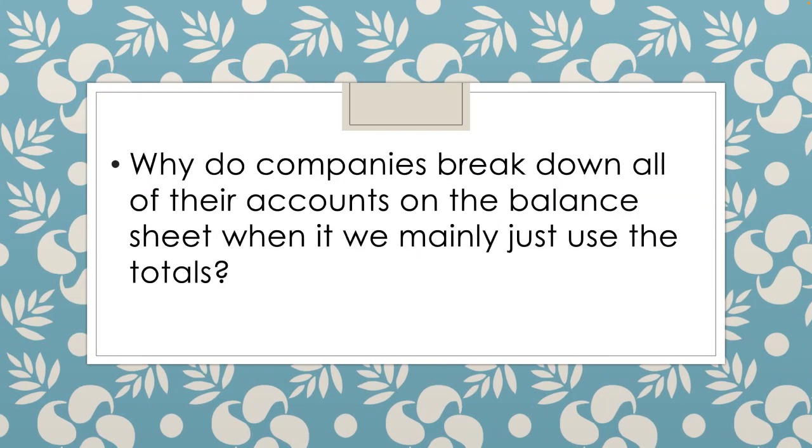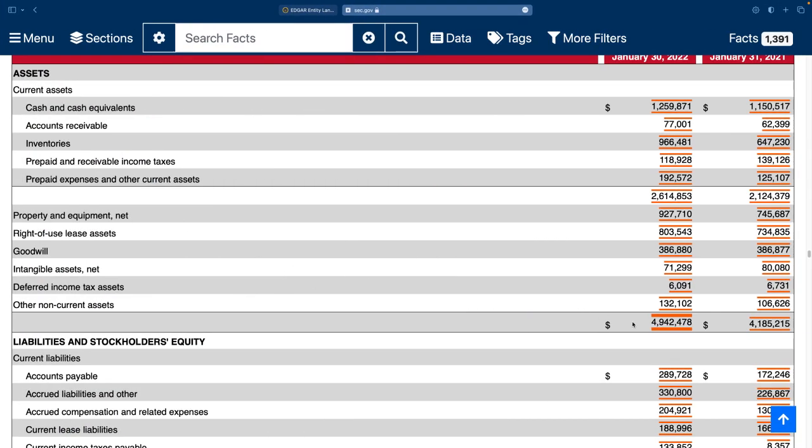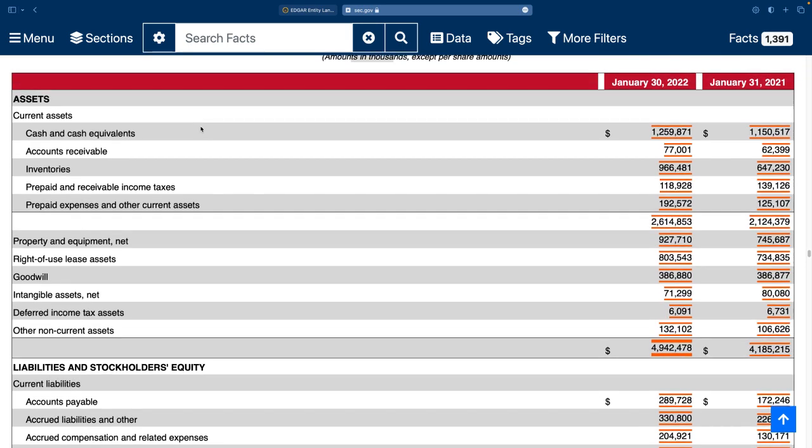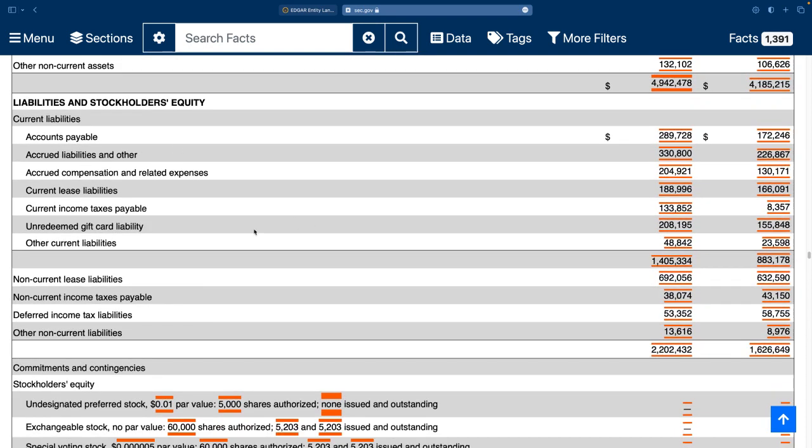Why do companies break down all their accounts on the balance sheet when we mainly just use the totals? Well, your answer is in the question. The answer is that we don't just use the totals. Now, that's what you're doing for your first assignment in Accounting 220. But a lot of financial investors and financial statement analysts and banks and other people who use these financial statements don't just want the totals. They want to know specifically how much money the company has in the bank. They want to know specific information about their inventories. They want to know specific information about their debt, right?